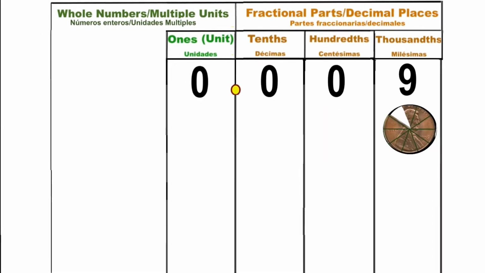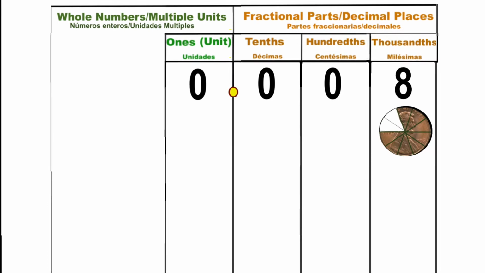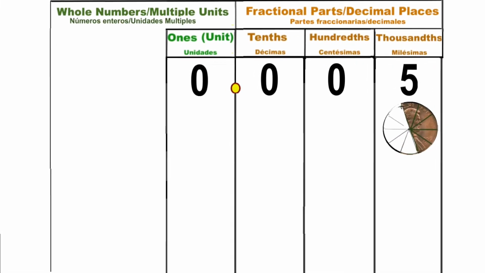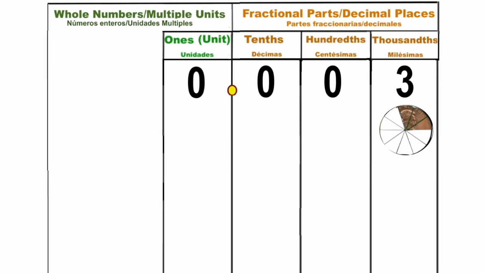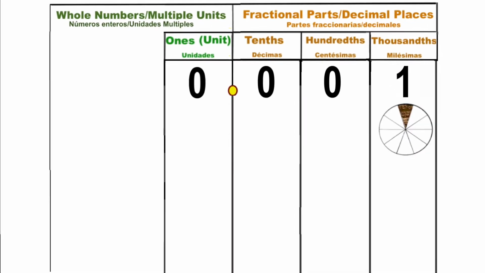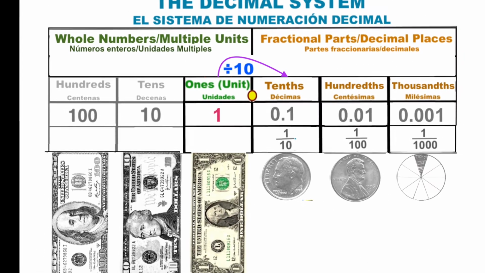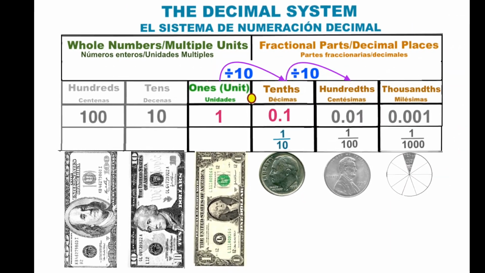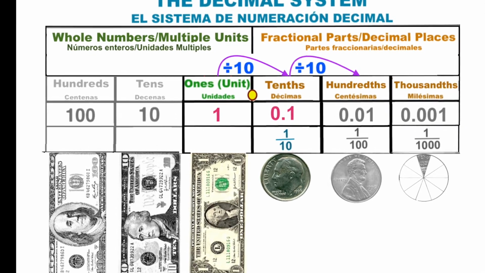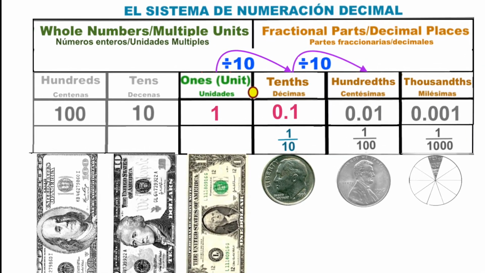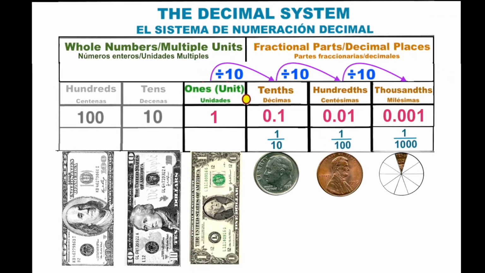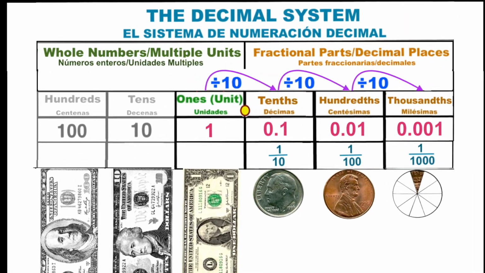Count down: 9 thousandths, 8 thousandths, 7 thousandths, 6 thousandths, 5 thousandths, 4 thousandths, 3 thousandths, 2 thousandths, 1 thousandth. 1 is divided by 10 to reach the tenths place. The 1 is divided by 10 and 10 again, which is 100, to reach the hundredths. 1 is divided by 10 by 10 by 10, which is 1,000, to reach the thousandths.